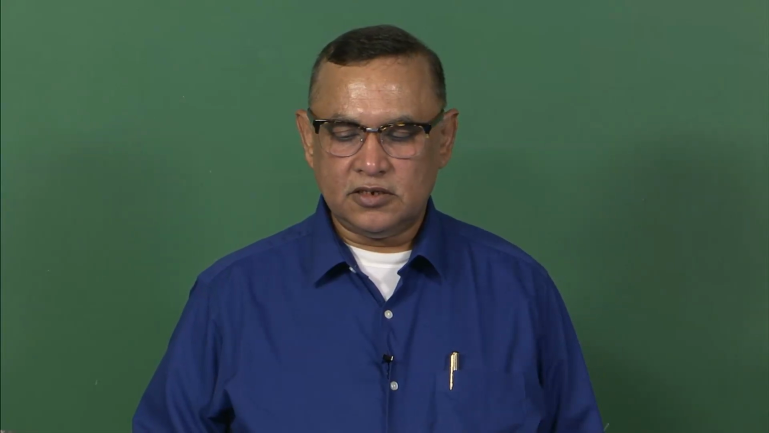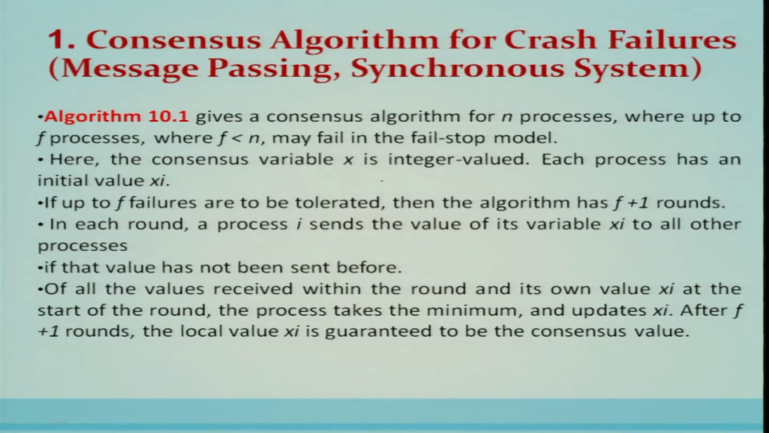Agreement in synchronous message passing systems with failures. Consensus algorithm for crash failures in a message passing synchronous system. The algorithm given in the next slide is a consensus algorithm for n processes where up to f processes, with f less than n, may fail in a fail-stop failure model. Here the consensus variable x is integer valued. Each process has an initial value xi. If up to f failures are to be tolerated, then the algorithm has f plus 1 rounds.